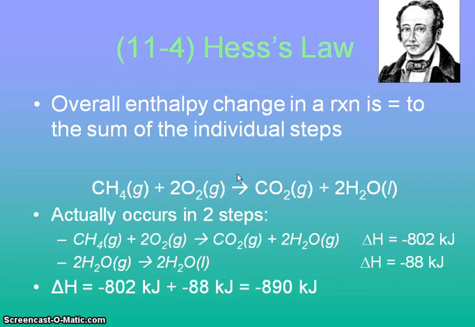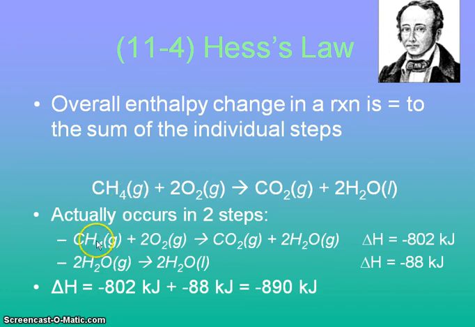Chapter 11, Section 4 begins with Hess's law. Hess's law tells us that the overall enthalpy change in a reaction is equal to the sum of the individual steps. So these problems will show you a balanced chemical equation, and this overall equation doesn't actually take place all at once. It actually happens in two steps.